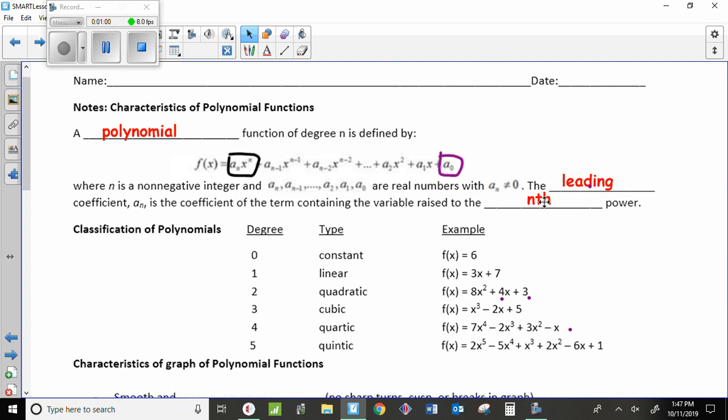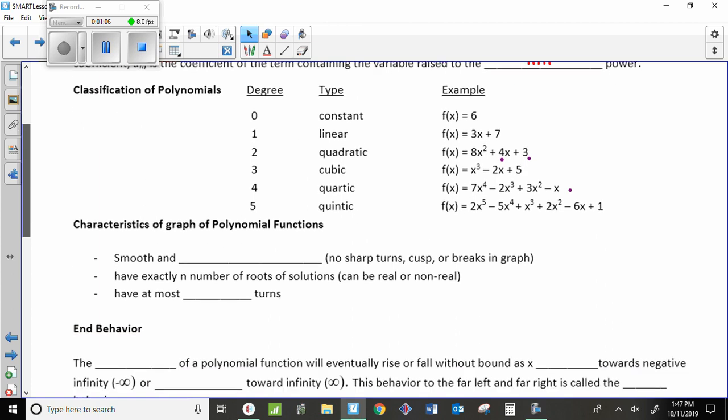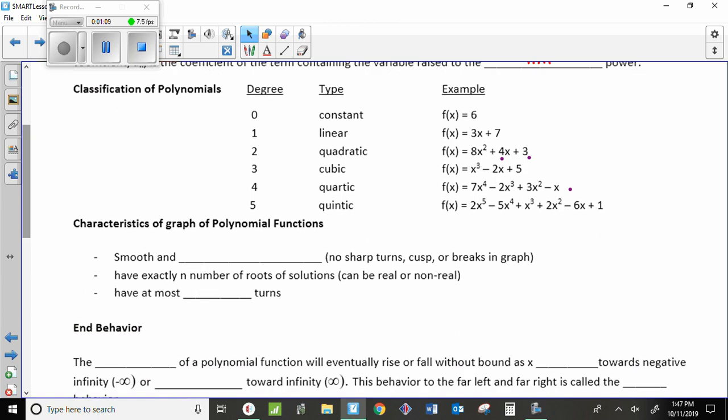Here are the different classifications of polynomials. If I have a degree 0, it's my constant polynomial. Degree 1 is your linear, 2 is quadratic, 3 is cubic, 4 is quartic, and 5 is quintic.